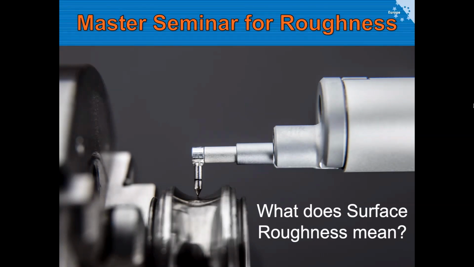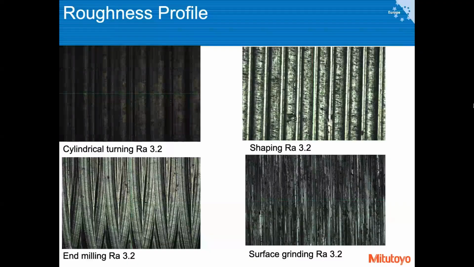So what does the surface roughness mean? I've already mentioned many times. It's an interpretation of how smooth the surface is, and here you can see that all of these four parts have the same Ra parameter, which is the most typical parameter used in order to measure surfaces.